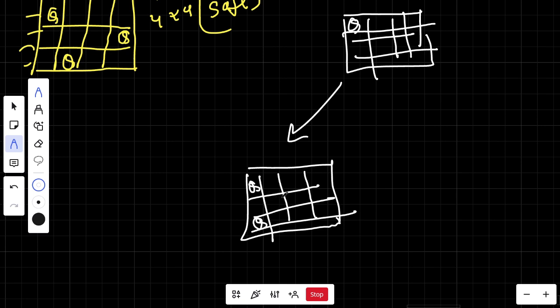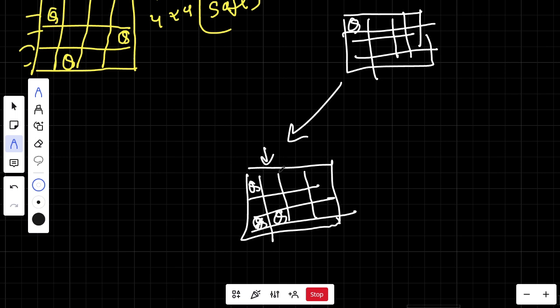Now let us come to the third row. In the third row, I cannot put another queen. So I have to move to another column. Now let us fill the column. Let us come to this direction. Can I put a queen over here? No, it will attack. Can I put a queen over here? No, it will attack. Can I put a queen over here? Yes, you can put a queen.